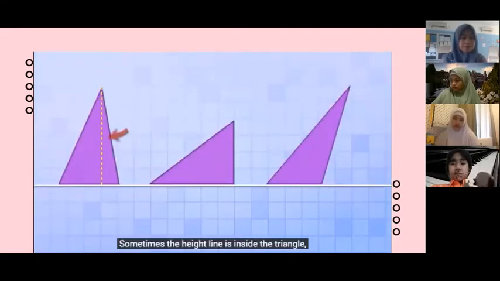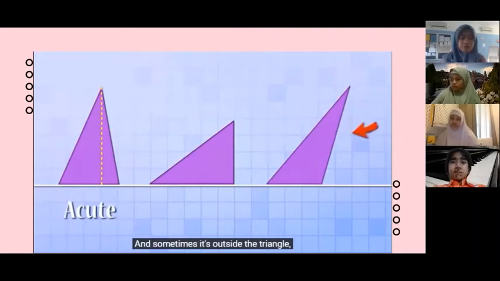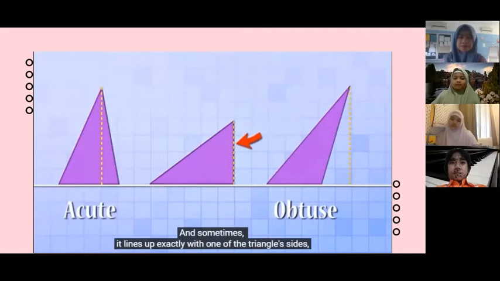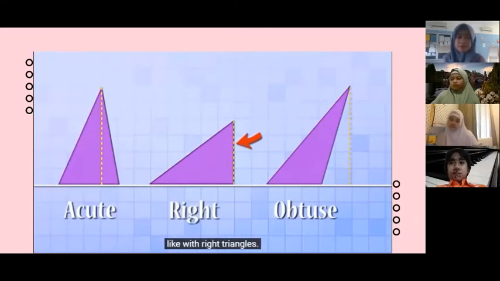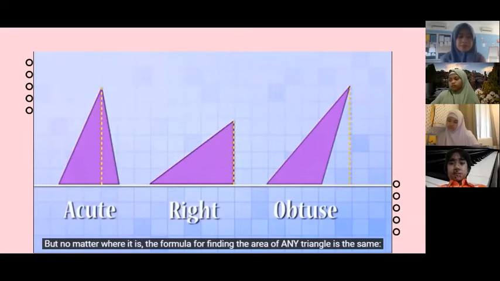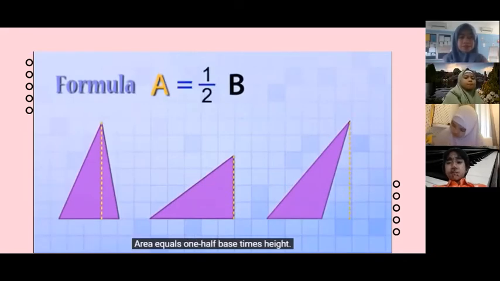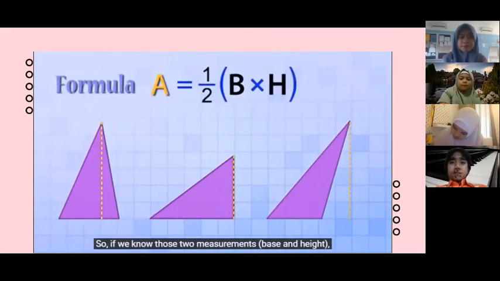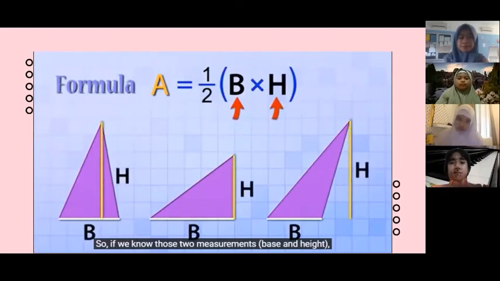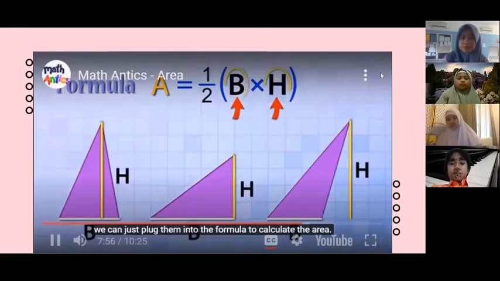Sometimes the height line is inside the triangle, like with an acute triangle. And sometimes it's outside the triangle, like with an obtuse triangle. And sometimes it lines up exactly with one of the triangle sides, like with right triangles. But no matter where it is, the formula for finding the area of any triangle is the same. Area equals 1/2 base times height. So if we know these two measurements, base and height, we can just plug them into our formula to calculate the area.